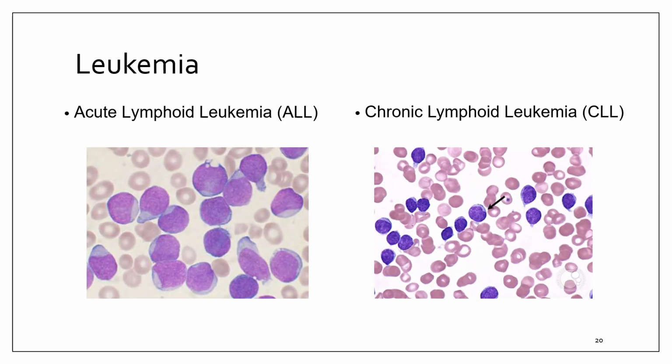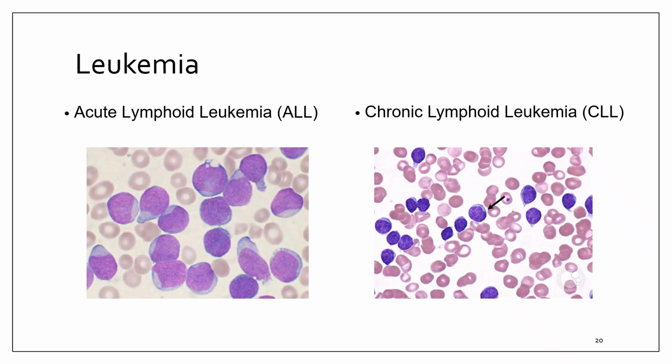Okay, this is the money slide. This is where we stop talking in theory and start talking in cells on glass. Same diagnostic category, same lineage, completely different appearance. Okay, the left image is acute lymphoid leukemia, ALL. Take a look at this smear. What should immediately jump out at you? Big, purple, immature, everywhere. These are lymphoblasts.